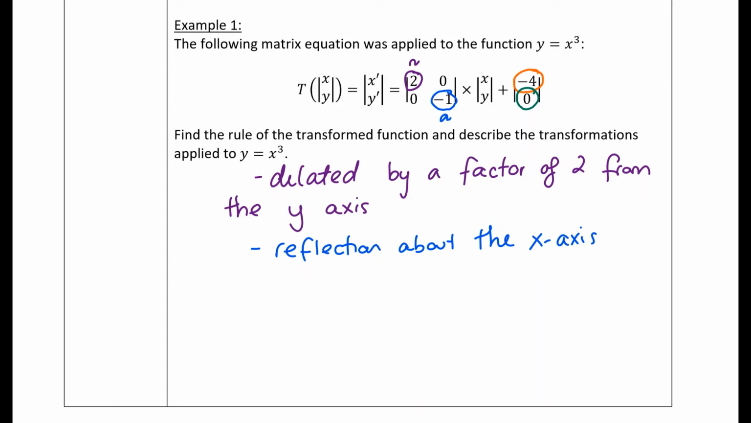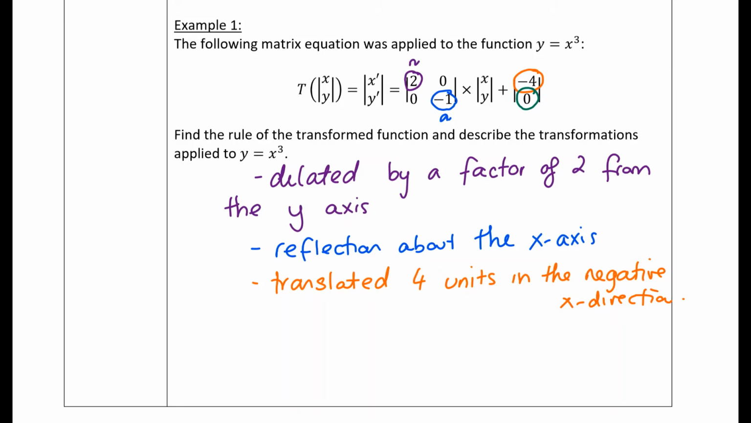There's a -4 here as our translation, and so this function y equals x cubed has been translated 4 units in the negative x direction. So we need something that goes in the negative x direction. So let's see if we can take this information and apply it to the graph of y cubed.